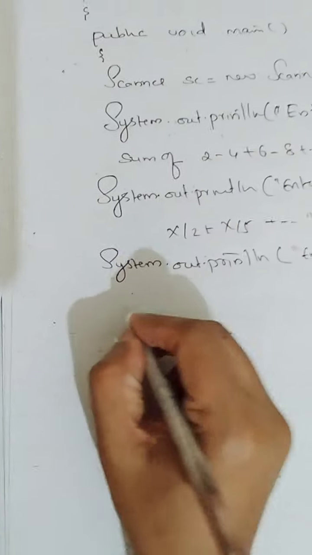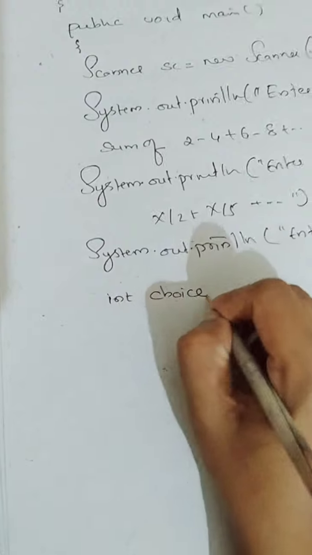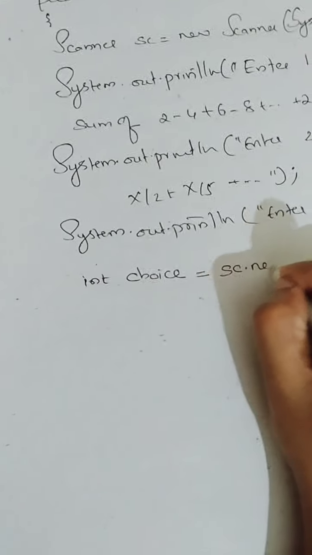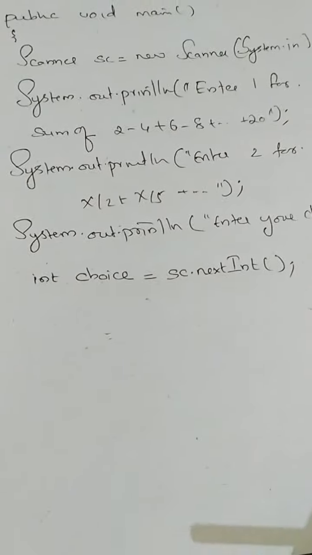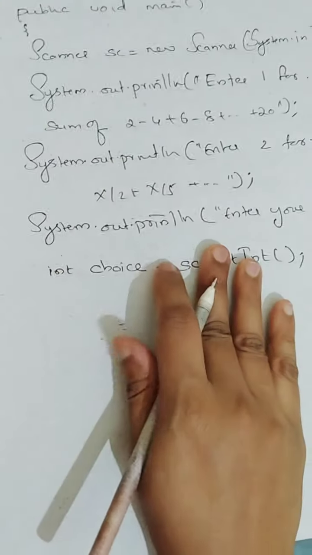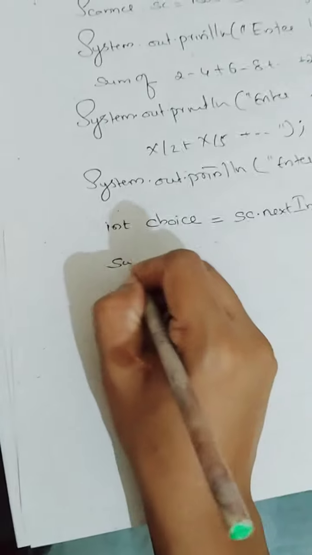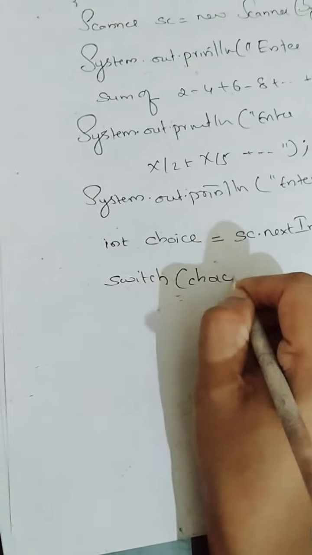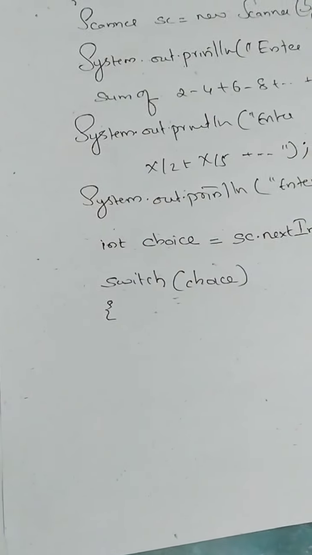Now the user will enter a choice. For that you have to declare a variable of integer. int choice is equal to sc, the scanner object, dot, since it is an integer, nextInt(). So you accepted the choice. By using this choice you will execute the value. Next you will start a switch by giving the value choice, then curly braces open.